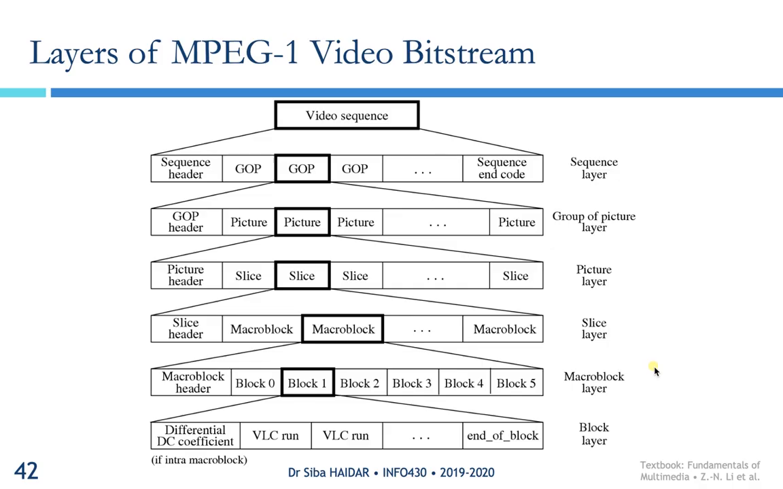Layers of the MPEG-1 video bit stream. You now have a video sequence. In each video sequence, you have groups of pictures containing pictures. Each picture contains slices, and the slices are constituted of macro blocks. Each macro block is constituted of 6 blocks, 4 for Y, 1 for CB, 1 for CR, and inside each block you have the differential DC coefficient, the variable length coding runs, and so on until the end.